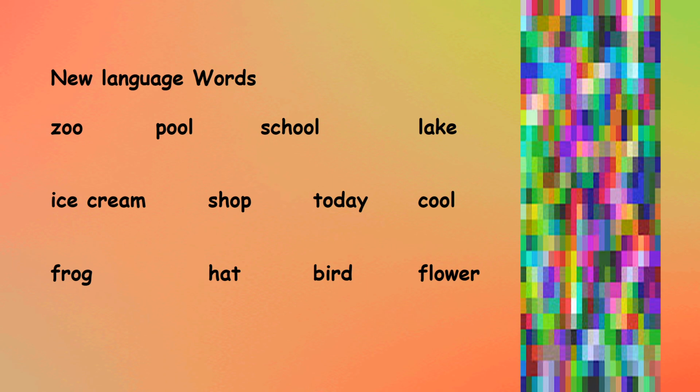Okay, let's start reading new language words. Look at the first word, zoo. ZOO, zoo. Pool, POOL, pool. School, SCHOOL, school. Lake, L-A-K-E, lake. Ice cream, I-C-E, ice. Cream, C-R-E-A-M, cream, ice cream. Shop, S-H-O-P, shop.